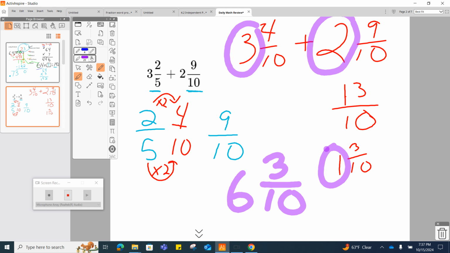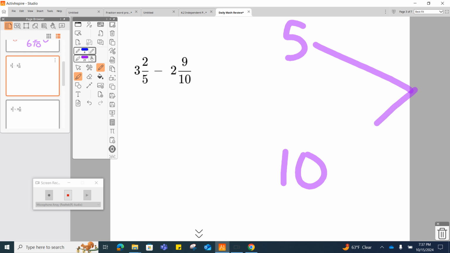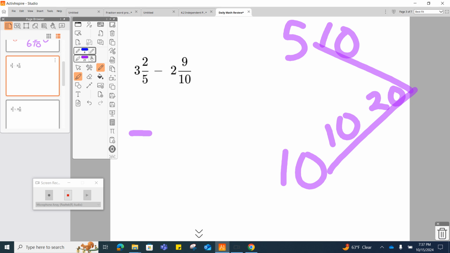I think I might keep it on highlighter. I like the way that worked. The next problem is subtraction. So I'm going to go through this again. I'm going to leave the 3 and the 2 alone. But I just did that, I have to find a common multiple for 5 and 10. So 10, I could do 20, right? The 30, those are all multiples of 5 as well, but I want the least common multiple, which is 10. 9/10 stays 9/10. We just did this.